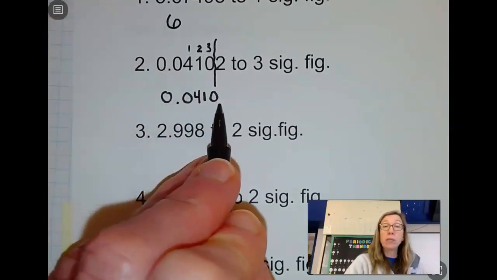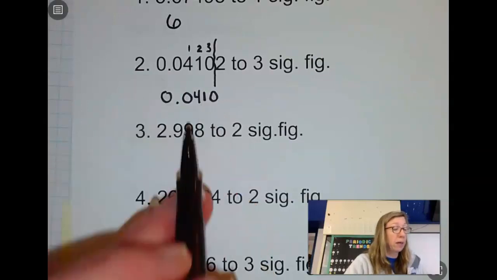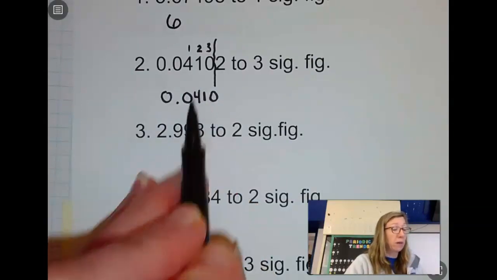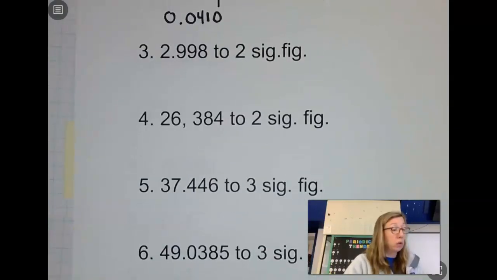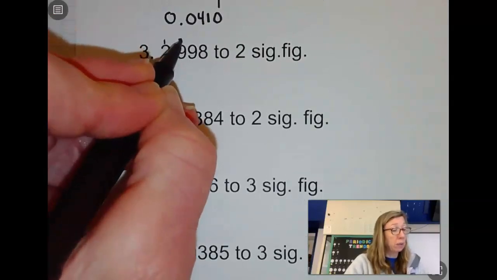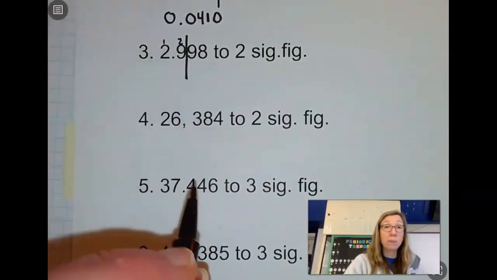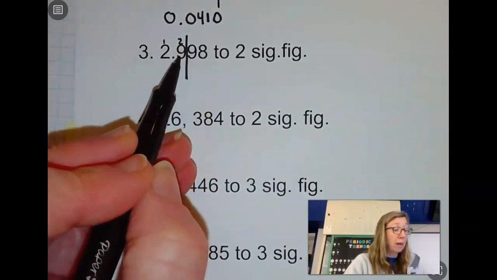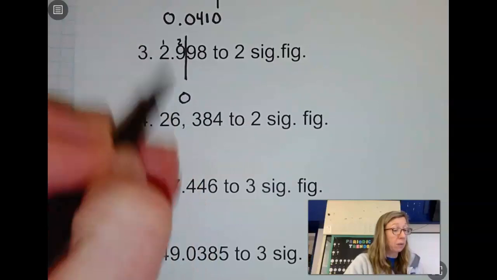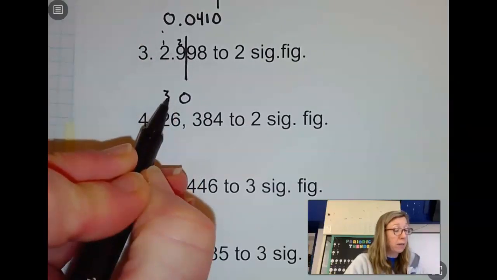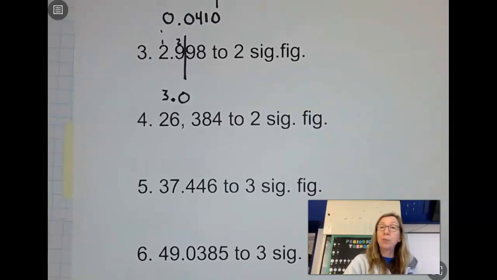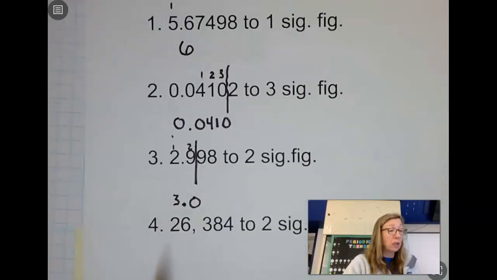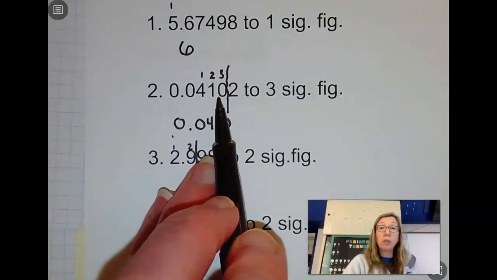1, 2, 3 sig figs. That trailing 0 after the decimal and after a non-zero number, that's significant. That other one's just a placeholder. 2 sig figs. Okay, 1, 2. These are the hard ones. I look here, that rounds that up to 10, which means we have to carry over. So that's going to be 3.0. But think about it. 2.998 rounds up to 3.0. They're very close. Your answer should be very, very close to the original number.